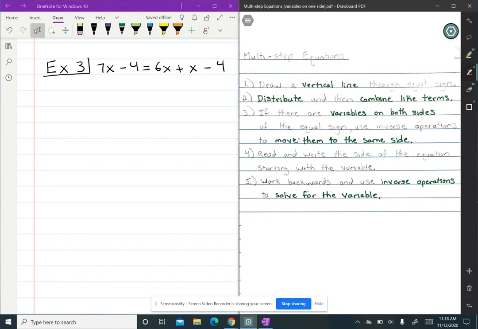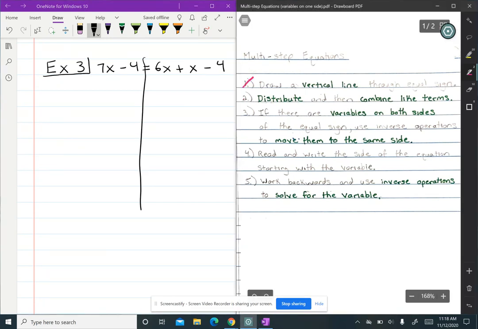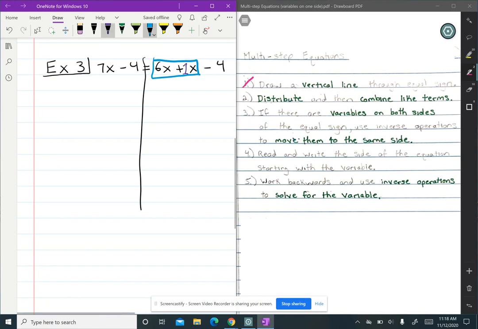So now as far as solving this equation, it's exactly the same as we solve every other multi-step equation. So I have the steps pulled up on the right side of my screen. Our first step is we're going to go ahead and draw our line through our equal sign. Then we want to look to see if we can distribute. No parentheses, so I can't distribute. But then I can combine like terms on the right side. Remember, I put a 1 in front of my x if there's no value there. And then I can combine 6x and 1x on the right side. So 6x plus 1x will give me 7x minus 4.